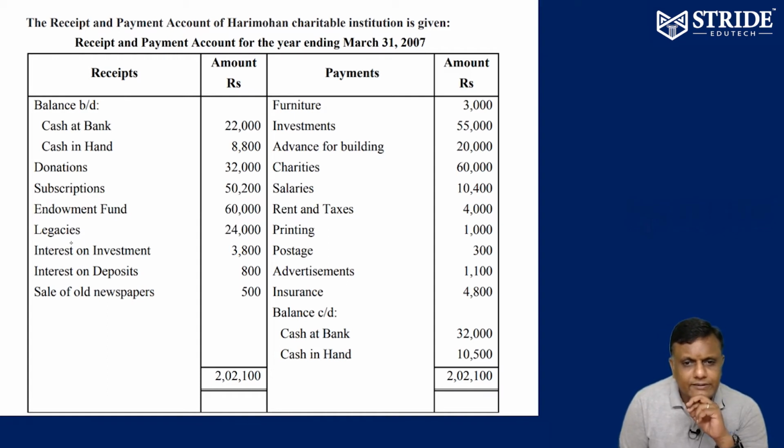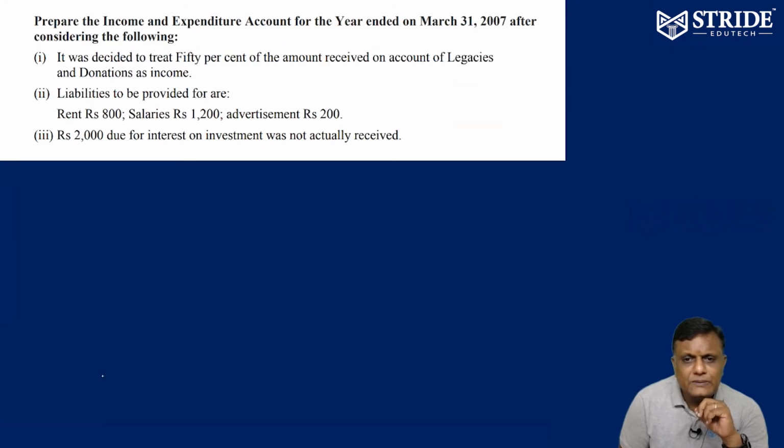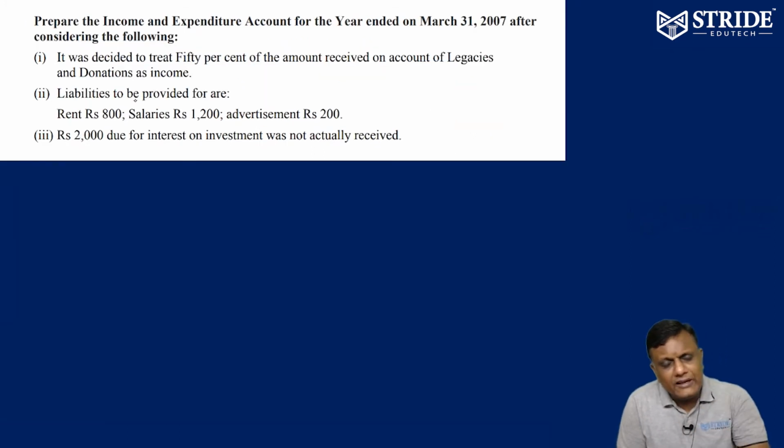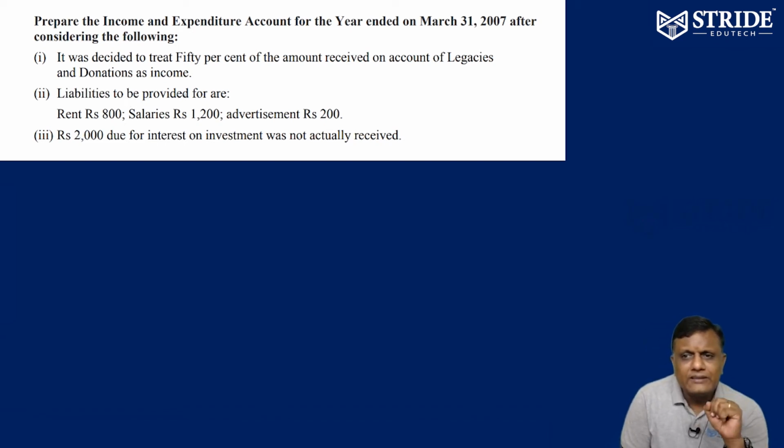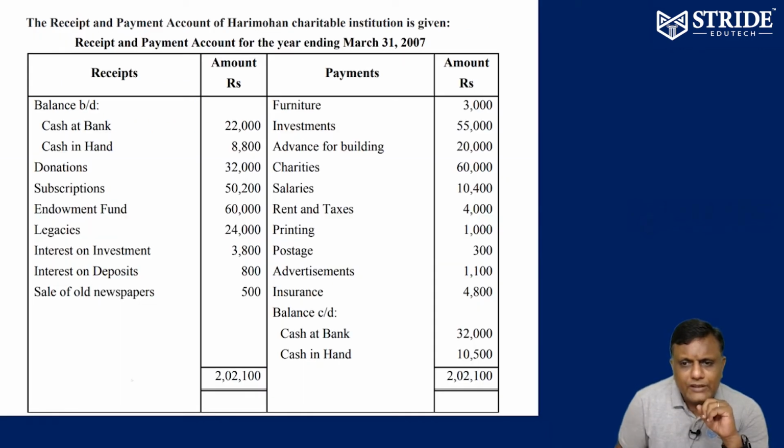Right. Next, legacies. How much legacies? 24,000. There is an adjustment for legacies. Legacy means what the organization receives as per a will. As per the bylaws of the organization, 50% of the amount received for legacies is to be income and 50% is to be capitalized, which means the liability side. What is the legacy amount? The legacy amount is 24,000.